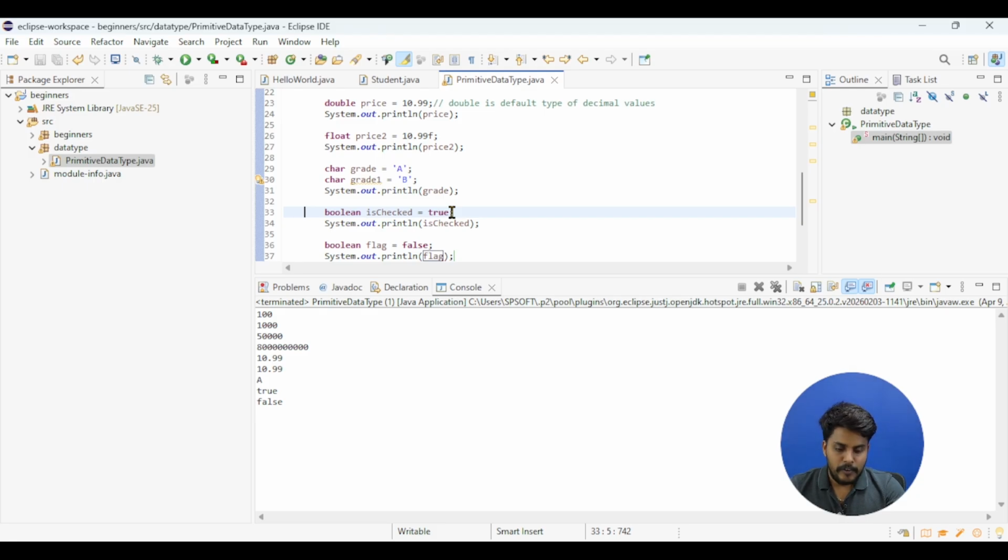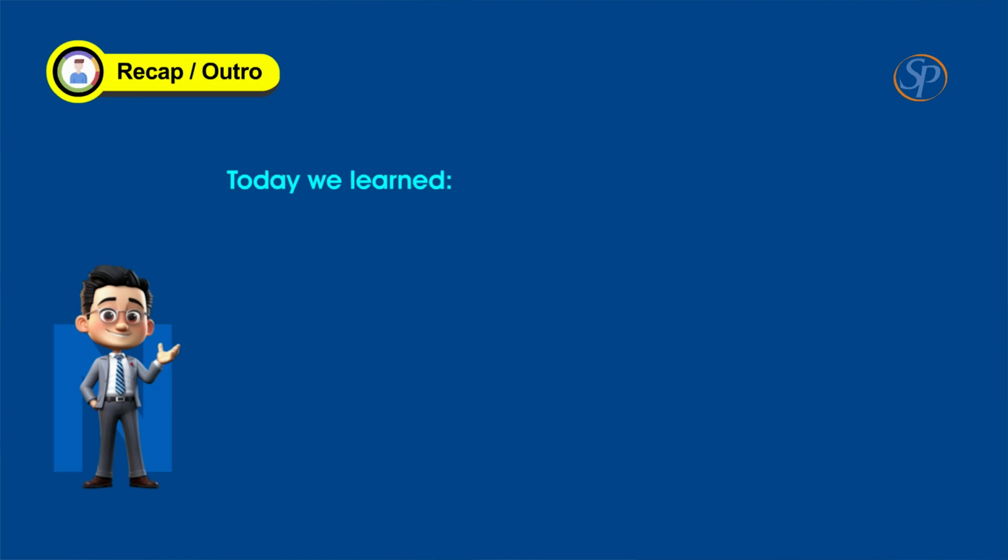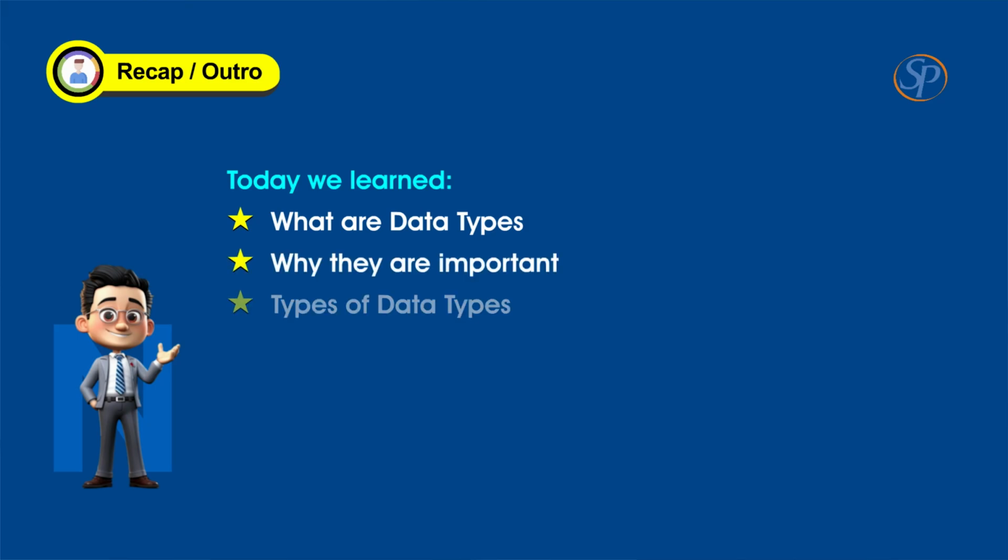So finally, Java is strict because it checks everything before executing. It prevents wrong data, catches errors early. And that's what makes Java reliable and safe. So this is the end of the code part. Alright, let's quickly recap what we have learned today. What are data types? Why are they important? Types of data types. We will explore each type more deeply in upcoming videos.